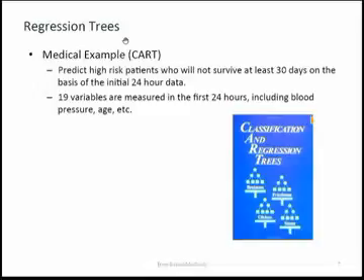Okay, so this is a motivating example. You want to predict high-risk patients who will not survive at least 30 days on the basis of 24-hour data. There's 19 variables that are measured here in the first 24 hours. They include blood pressure, age, etc. Okay, not so important what's measured, but there's 19 things that are measured. And we're trying to predict high and low risk, so it's a classification problem.